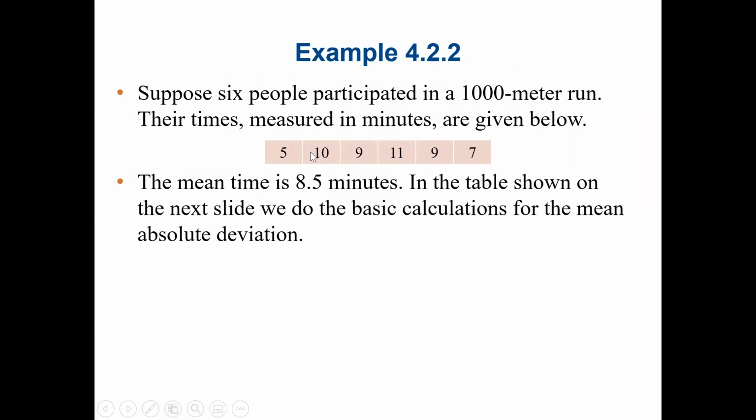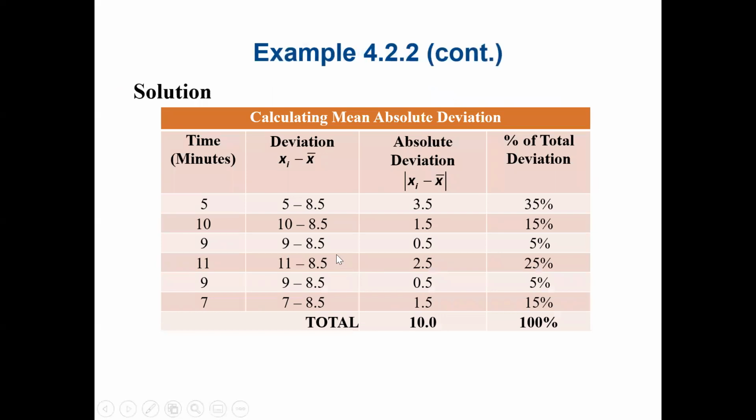Now to find the mean absolute deviation, the first thing we need to find is the mean. Then we are going to subtract the mean from each value. So to find the deviation, it will be each value minus the mean. Our first value was 5, so 5 minus 8.5. The second value was 10, 10 minus 8.5. Next value is 9, 9 minus 8.5. So again, we subtract the mean from each value. Here we have 6 values.